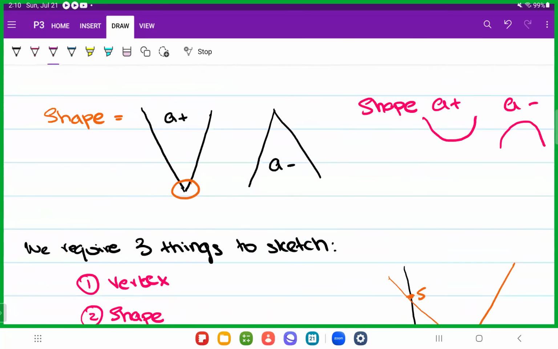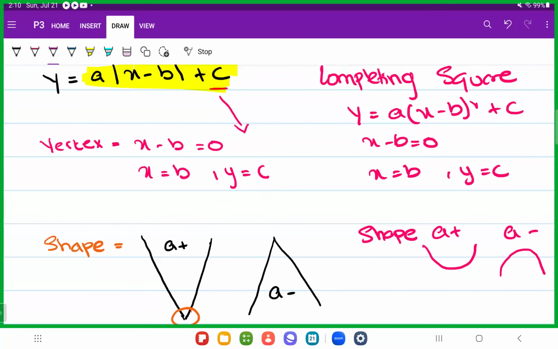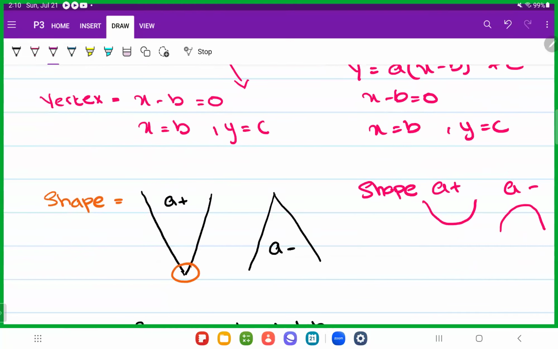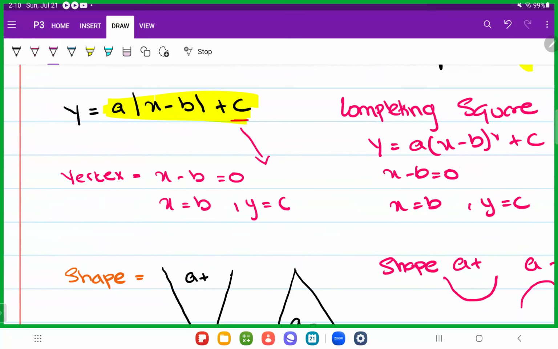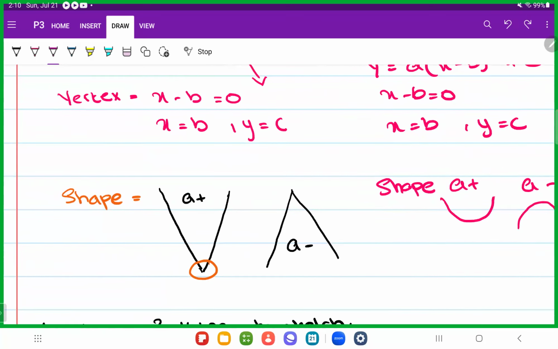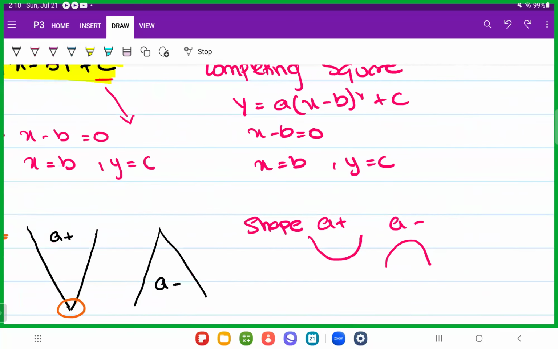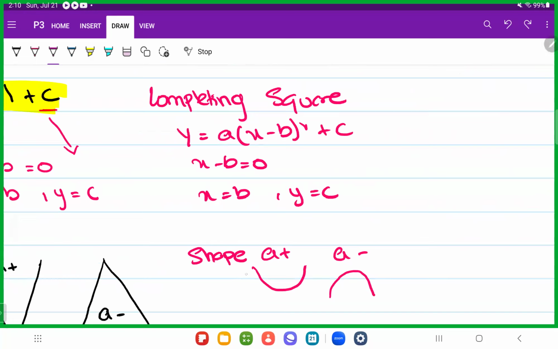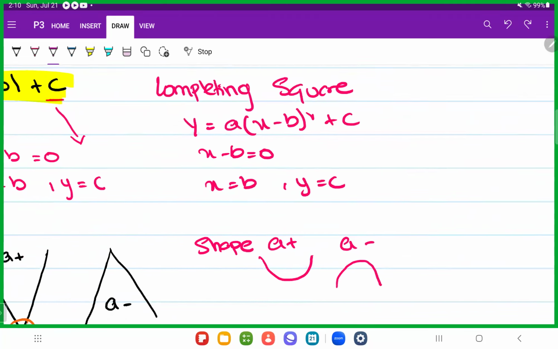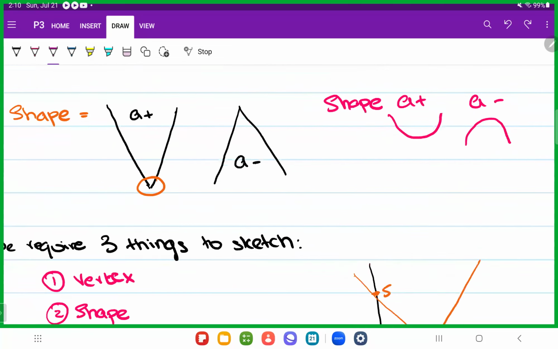So it's basically a V shape. If a is positive, then it would be a V shape upwards. And if a is negative, that means it would be a downward V shape. Make sense till here? It was the same when we were doing completing the square. A positive a was a smiley face, a negative a was a sad face, right? So it's the same thing, however, it's a V shape now.